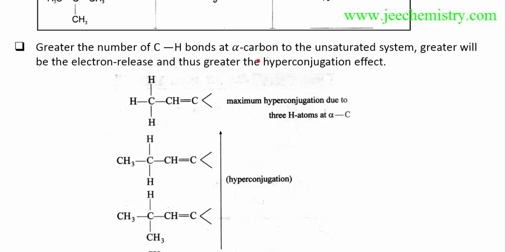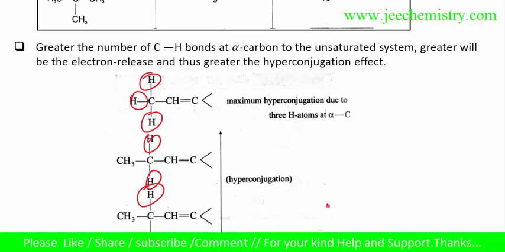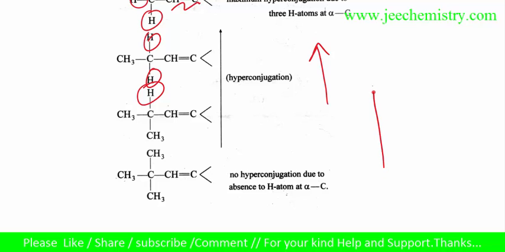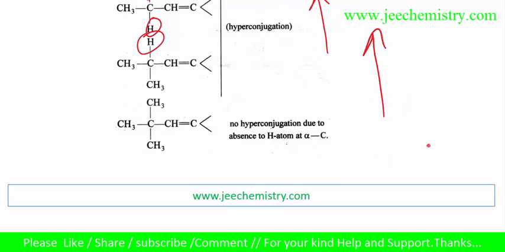The greater the number of C-H bonds at the alpha carbon to the unsaturated system, the greater the electron release, and thus the greater the hyperconjugation effect. Here there are 3 hydrogens, this has 2 hydrogens, this has 1 hydrogen. As the hydrogens at the alpha position with respect to the unsaturated system increase, there is an increase in hyperconjugation. This increases the electron releasing ability of this group, so it will increase the stability of the compound. So this is shown in the upward direction; this increases the stability.